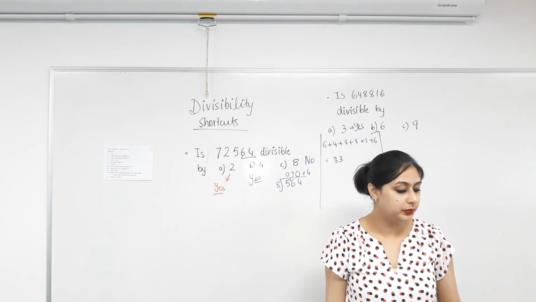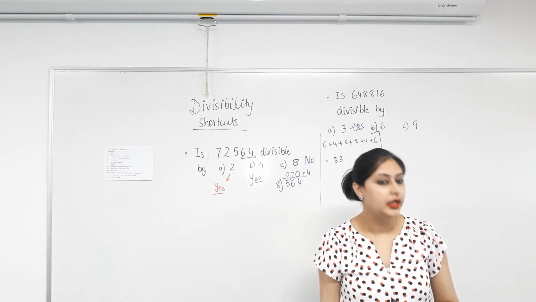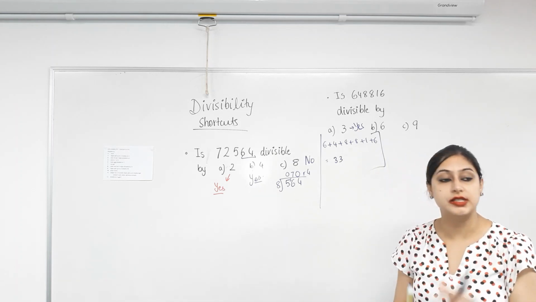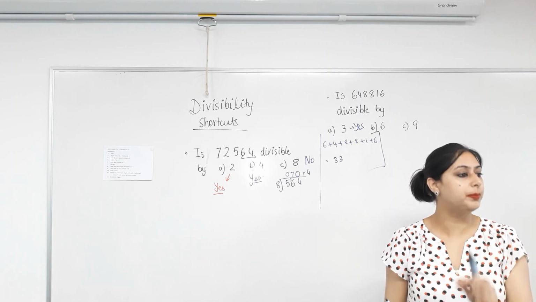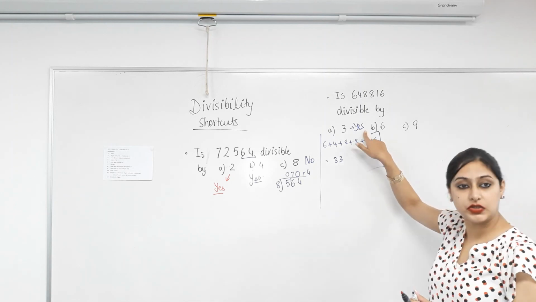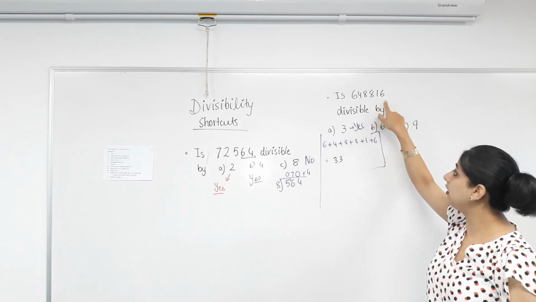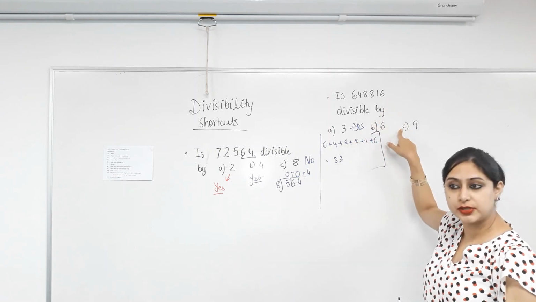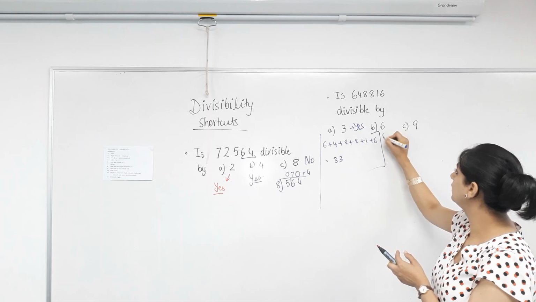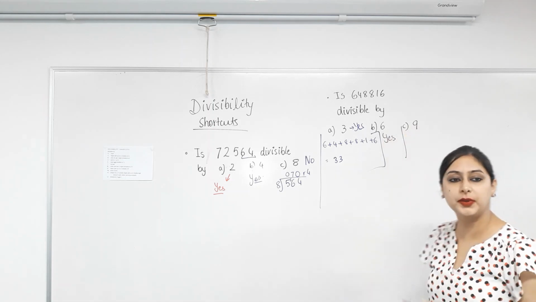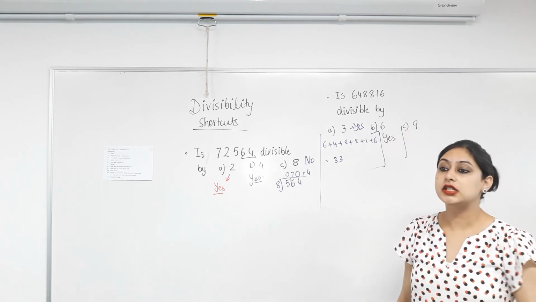Yep, can you read it loud? It has to be even and divisible by 3. Exactly. So, 2 conditions, even and divisible by 3. So, we have established that it is divisible by 3. So, first condition, tick. Is it even? Yes. So, is it divisible by 6? Yes. Simple, isn't it?